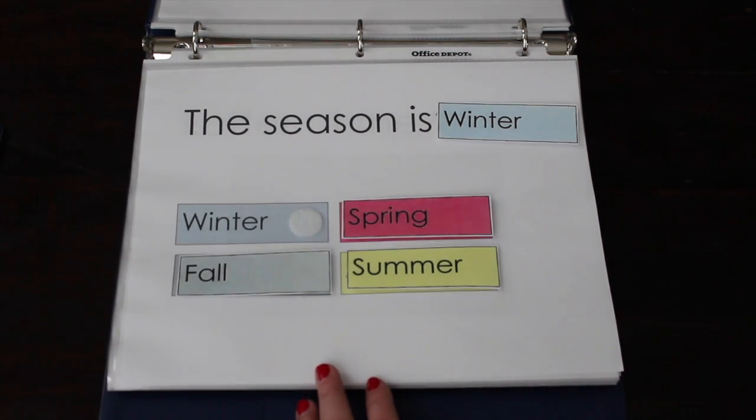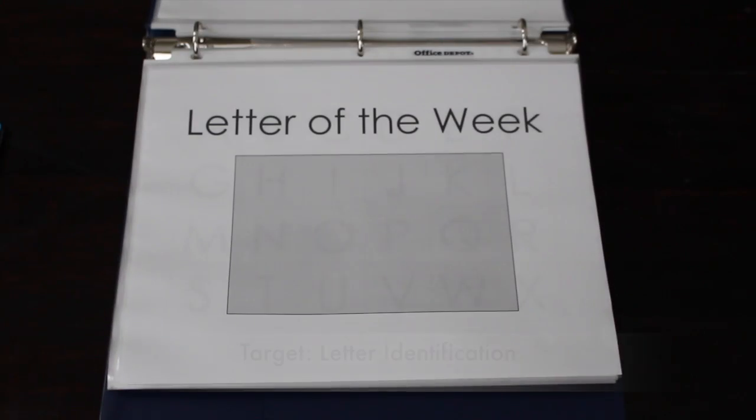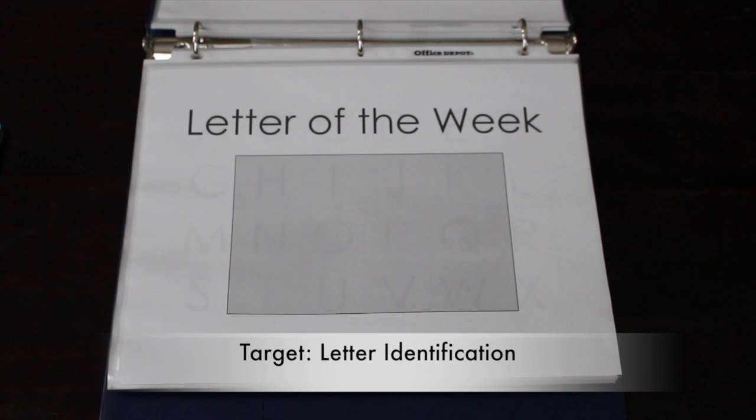Now, when I made this circle time binder, this goes in the exact same order as if I was doing this on the Promethean board, so nothing is out of the ordinary. Next, we're going to talk about the letter of the week, and that does change from week to week.